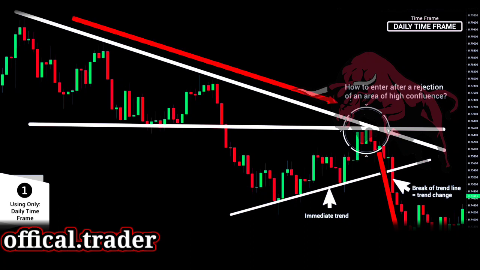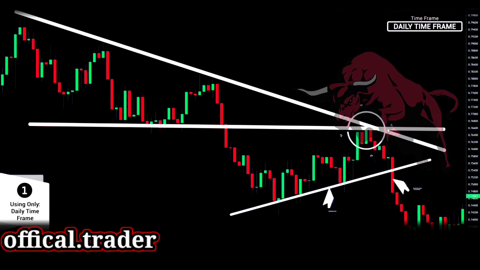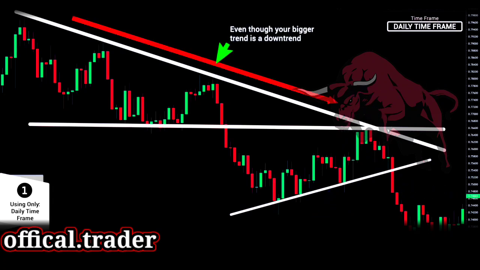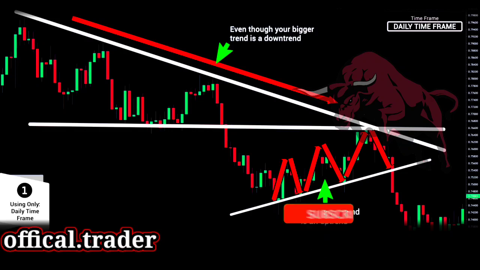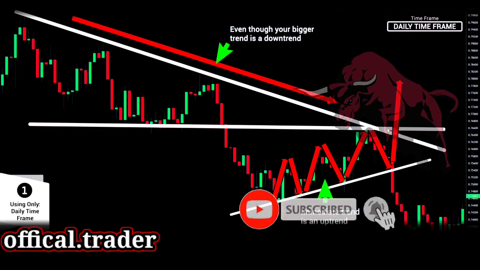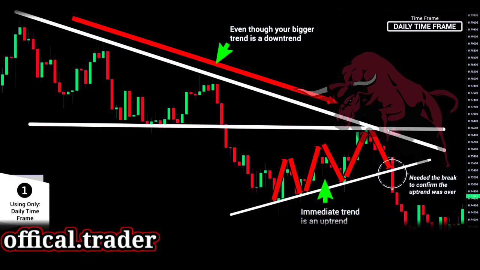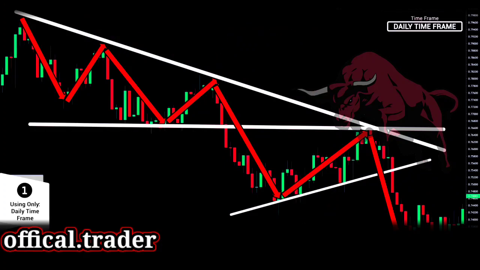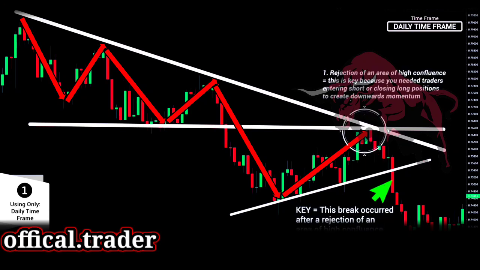This is a very important concept to understand because even though your bigger trend is a downtrend, your immediate trend is an uptrend, and the moving uptrend can continue and break right through and trigger a larger trend change. This is why it was so important for the short-term trend to be over through the trendline break so that the bigger trend can continue. Now, the most important point here is that the break of the short-term trend line occurred after the rejection and bounce from an area of high confluence, or else you would have just had a short-term trendline break and nothing else. Now, this is a lot to take in, so let's recap this one more time to drive the point home.